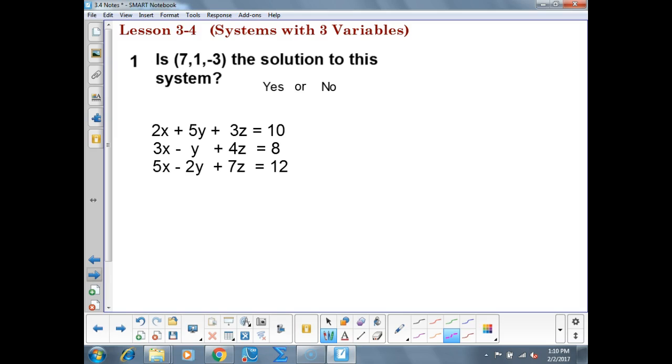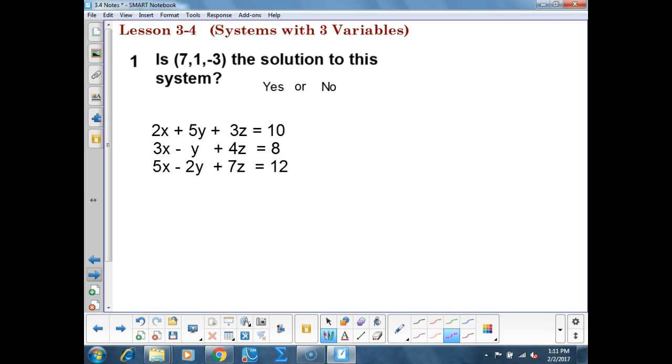Okay? Now, with systems with 3 variables, by the way, if you haven't noticed, for every variable that you have, you need an equation. If you have 1 variable, you only need 1 equation to solve it. If you have 2 variables, you need 2 equations. If you have 3 variables, you need 3 equations. 4 variables, 4 equations, and so on and so forth.